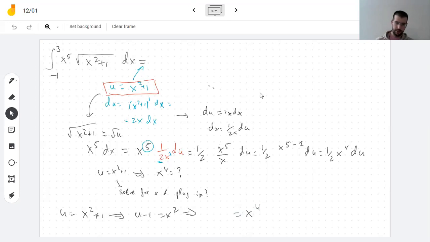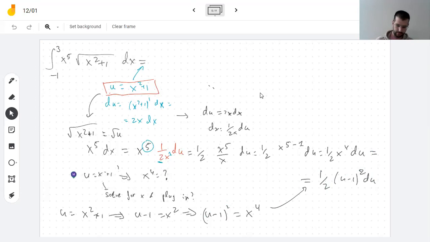How do I get x to the fourth from this equation? I square both sides. Yeah, Matthew. So it turns out what I get is u minus 1 squared. So if I put this into here, here I have 1 half u minus 1 squared. Okay, so sure, put everything together.